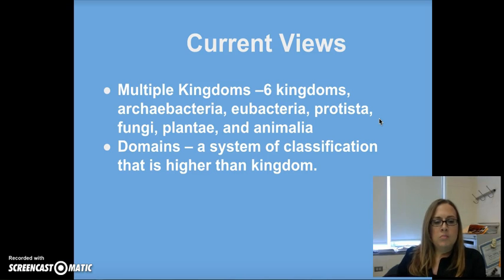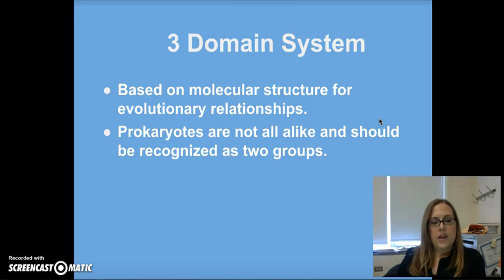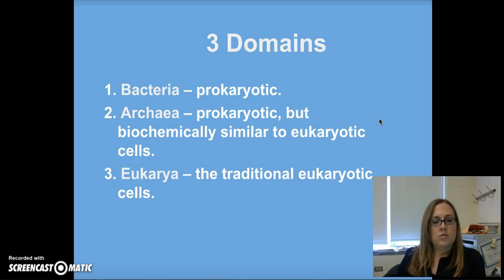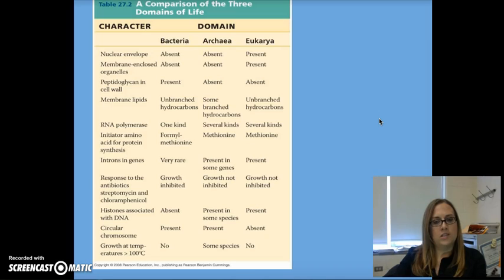Then we also have domains, which is a classification that is higher than kingdom. We have a 3-domain system, again based on molecular structure for evolutionary relationships. We have this 3-domain system because not all prokaryotes are alike, and so we need to break them up into 2 groups. You've got bacteria, which are prokaryotic, and then archaea, which are prokaryotic, but they are more similar to eukaryotic cells. And then you have the eukarya, which is the traditional eukaryotic cell.